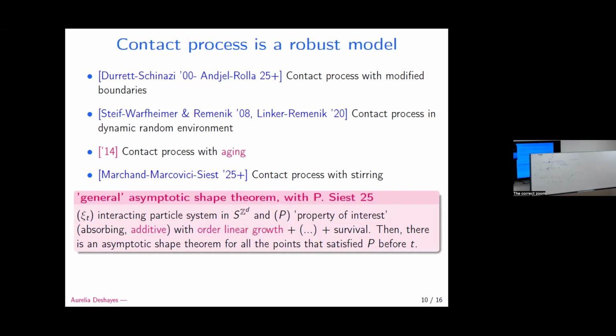Okay, it exists, but it asks a lot in the process. It has to be additive, and in fact, almost all these processes are not additive. Just this one, the contact process, and the one from my thesis. So it's a very weak result, because it asks a lot. So it's not so easy to make a general theorem about linearity and shape theorem for this kind of process.